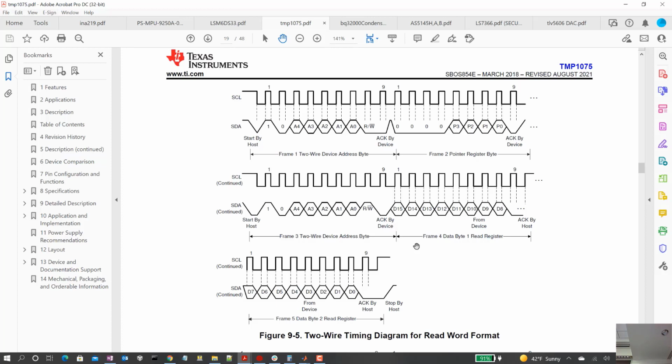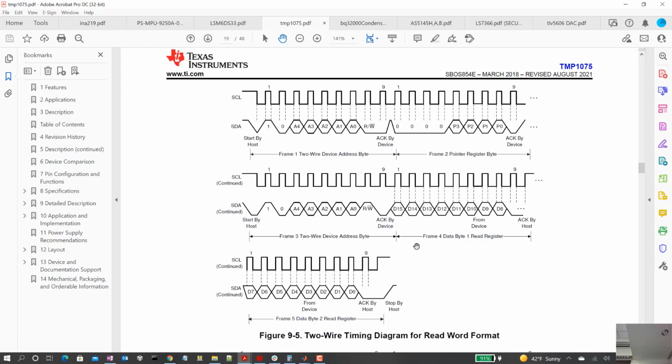Word maybe is 16 bits instead of byte, right? Word is usually 16 bits. You got to be careful with that too. Sometimes Word is 32 bits. So you got to be really careful. Anyway, what do we do?